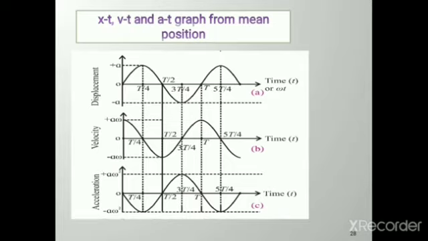To plot the graph of velocity versus t and acceleration versus t, similarly plot all the values and draw a graph. So the nature of the graph will be as shown in the diagram.